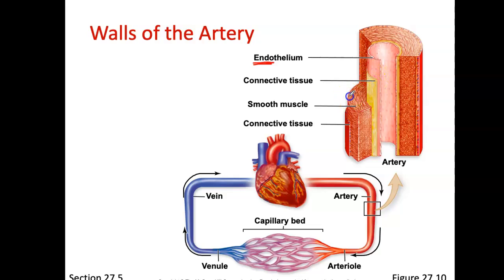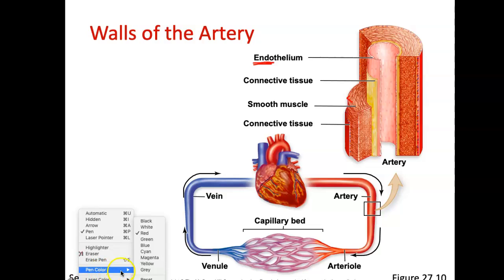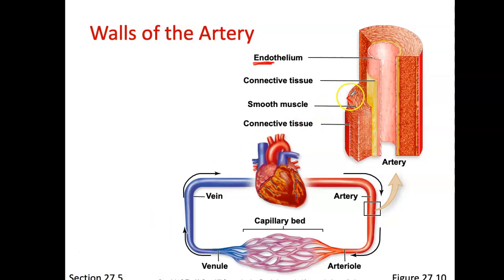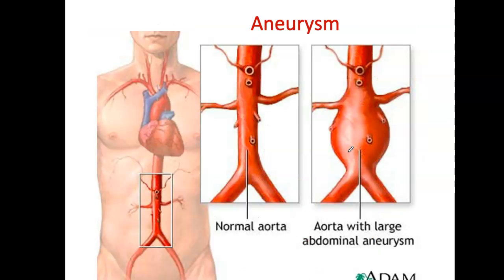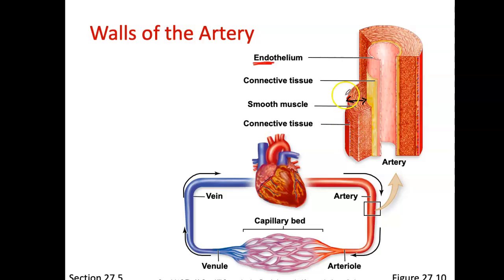Then there's a big layer of smooth muscle. I change the color of my pen here. And this in an artery is quite thick. Look at that muscle there. Because it can contract. And the last one is another connective tissue on the outside. So these are sort of in-between tissues that cover. So important that the artery has quite a bit of muscle.